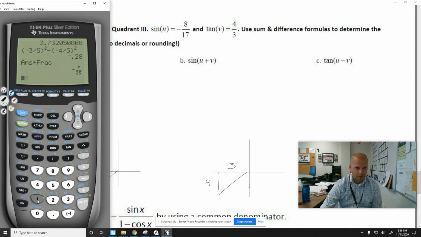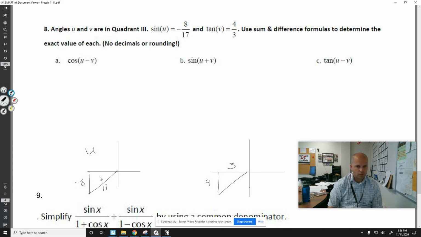What's the special Pythagorean triple? 15. So this is 15. This is angle U right here. Here's angle V. We know this is going to be 5. We know these are going to be negative. So from these, you can have sine, cosine, tangent.